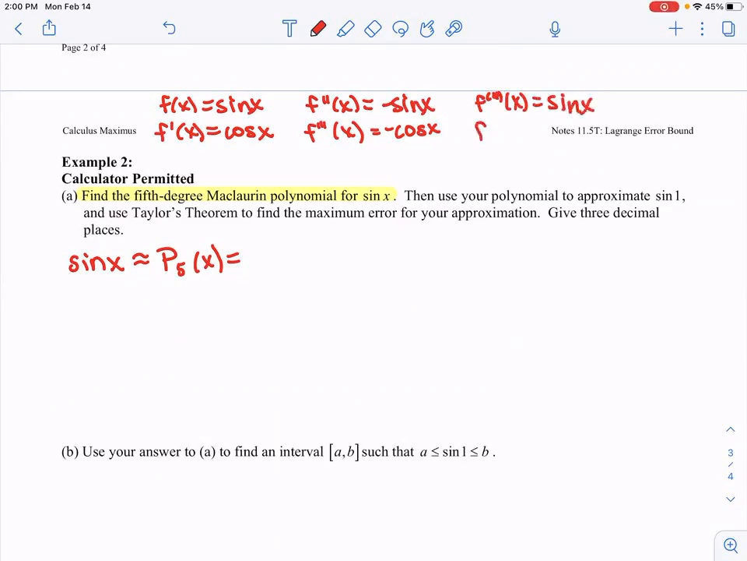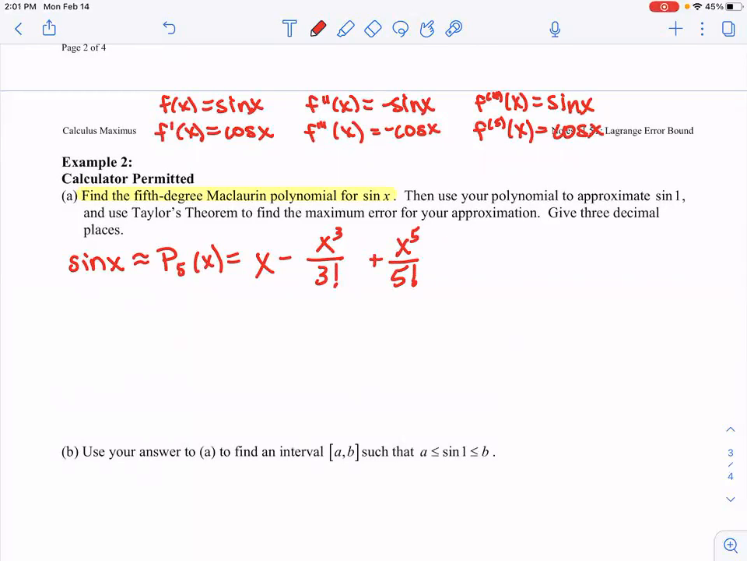Okay. What do you got? Minus 1 over 3 factorial times x cubed. Yep. So if you write it like this instead, I have no problem with that. Might save some room.